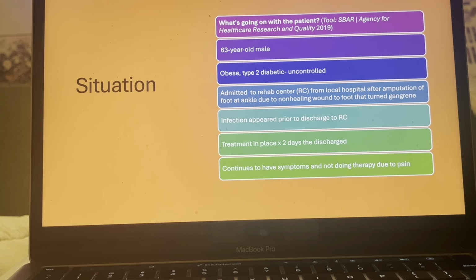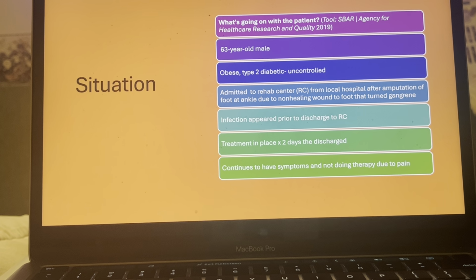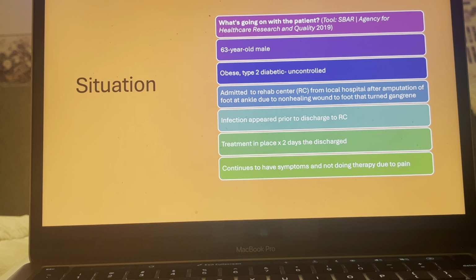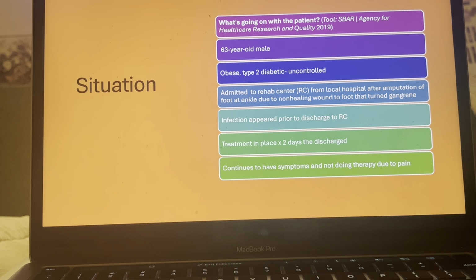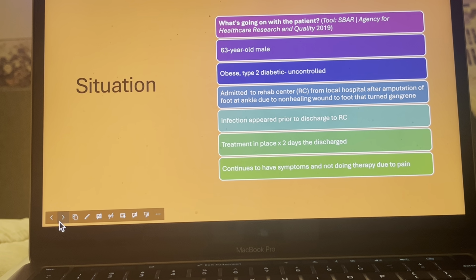After surgery, he did okay, but a couple days before discharge, an infection appeared. They started a treatment of antibiotics two days prior to the discharge to the rehab facility. Now, he continues to have symptoms and is not doing well in therapy due to pain.